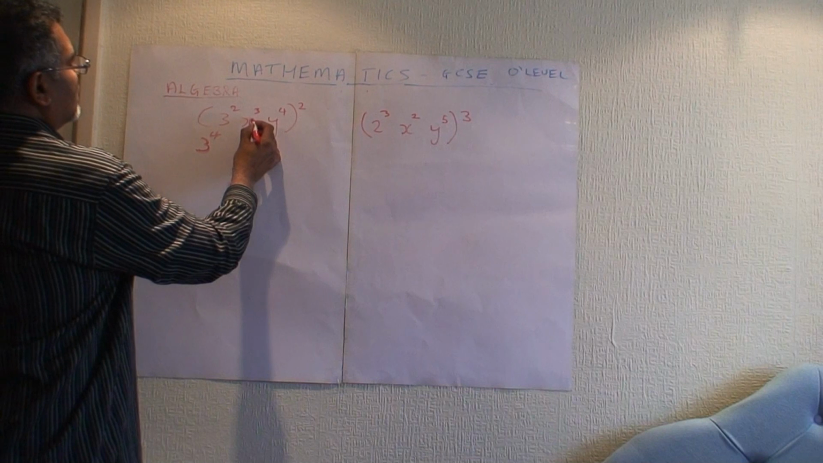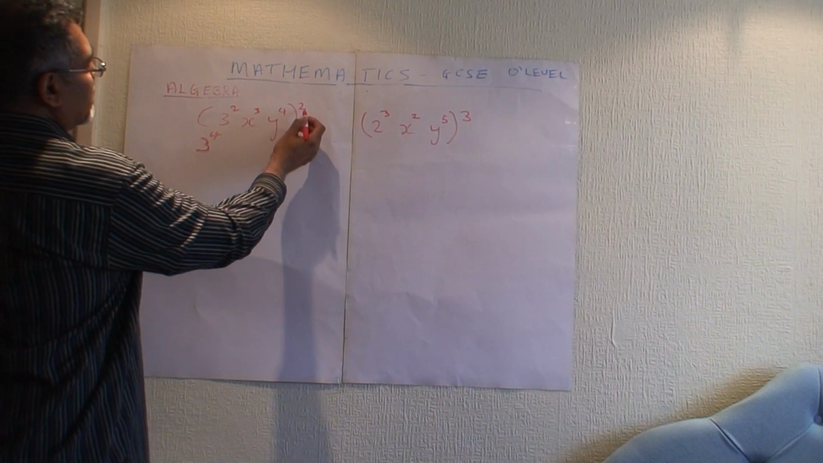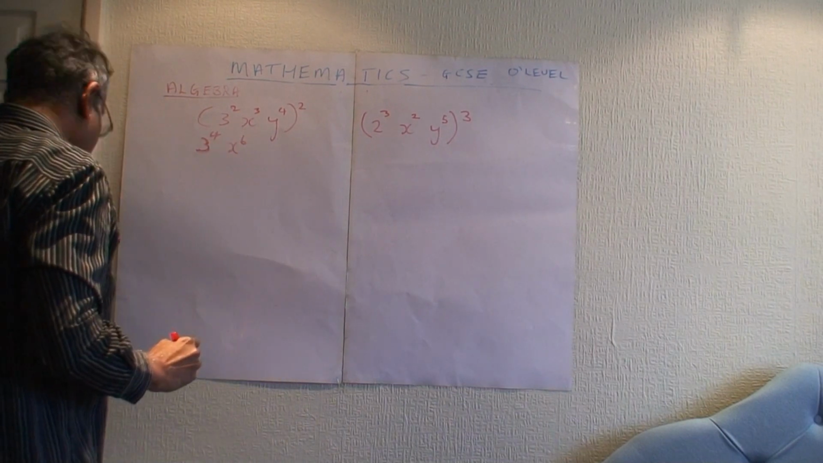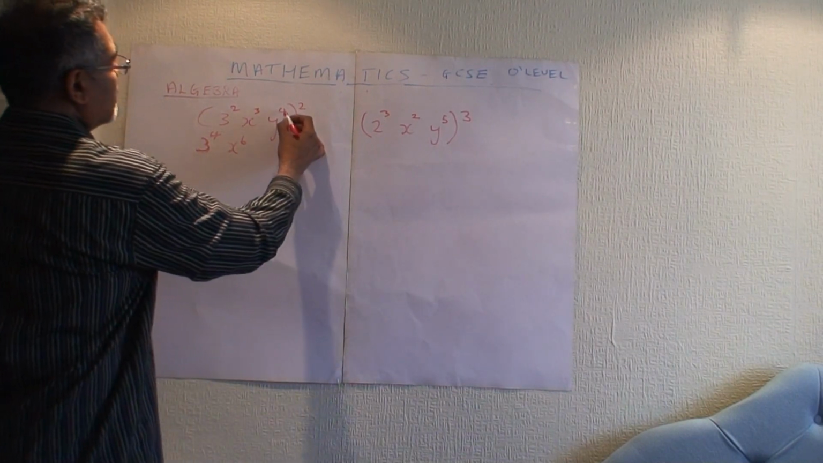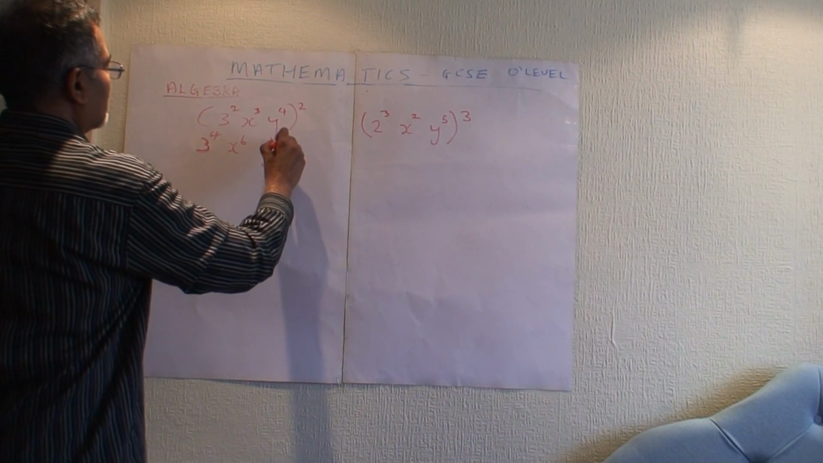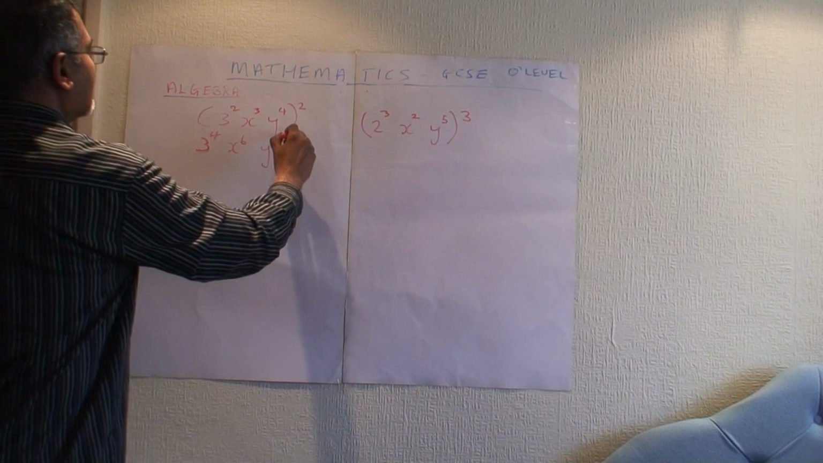And then x to the power of 3 multiplies by 2. So you have x to the power of 6. And then y to the power of 4 multiplied by 2. Okay. 4 to 8.